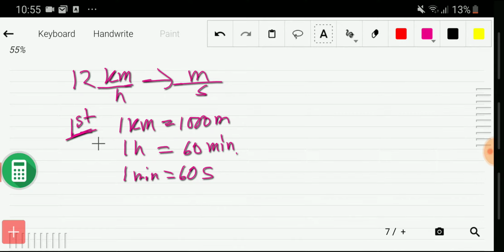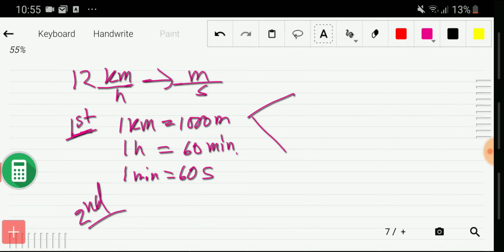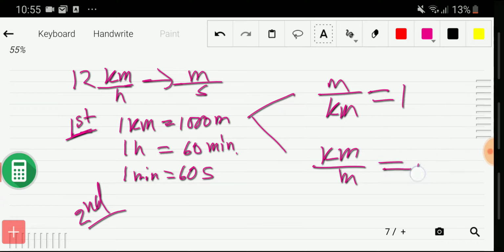In the second step, I'll write some conversion factors from this basic equivalence. I can write two conversion factors here. We have kilometer and meter. If I take meter as a numerator, then I have to take kilometer as a denominator. If I take kilometer as a numerator, then I have to take meter as a denominator. You know that a conversion factor is always equal to 1. This conversion factor is the opposite of this one.